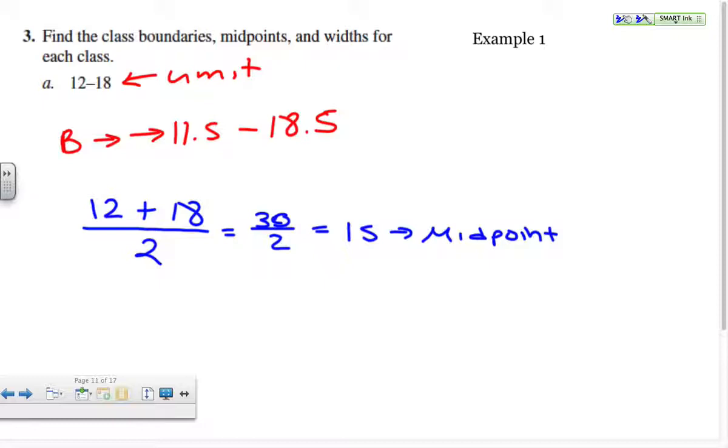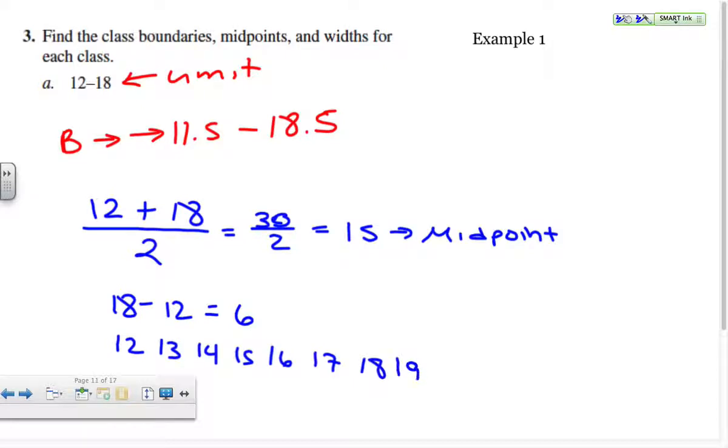All right, now the width. My first instinct, and most participants' instinct, will say, well, the width is 18 minus 12, which is 6. That's not exactly true. So let's see what this is. If we count 12, 13, 14, 15, 16, 17, 18. Oops, we just went to 18. And let's count them: 1, 2, 3, 4, 5, 6, 7. So this has a width of 7, not 6.